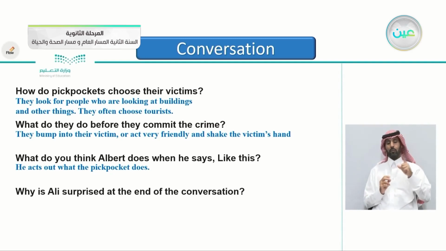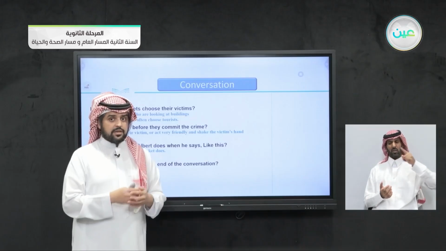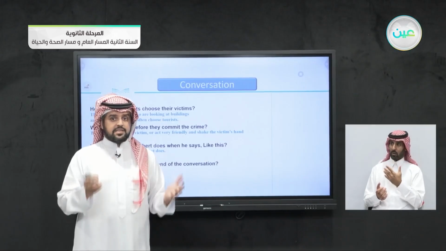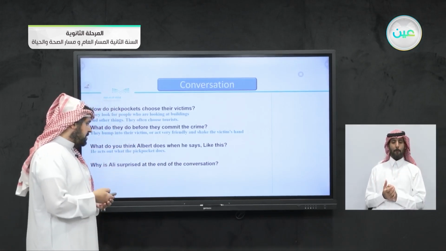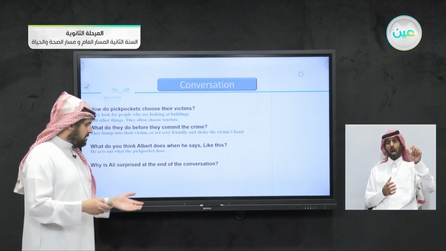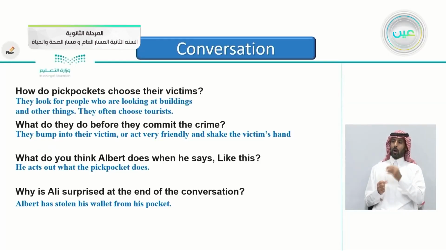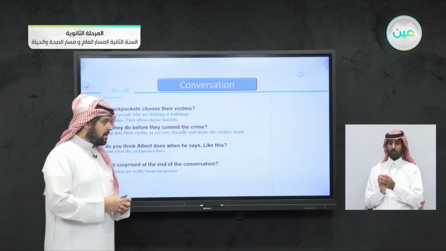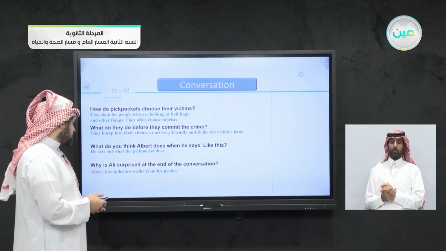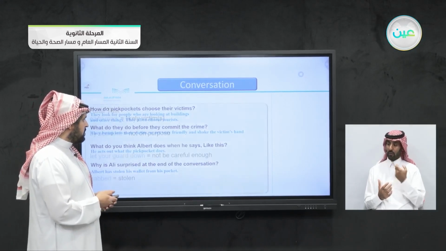The last question, why is Ali surprised at the end of the conversation? At the end of the conversation, Ali shouted, surprised. Why do you think that he was surprised? Yes, Albert has stolen his wallet from his pocket without him feeling. He was confident that his wallet was still in his pocket, then Albert showed him that his wallet was with him. That's why he was surprised. Albert has stolen his wallet from his pocket.